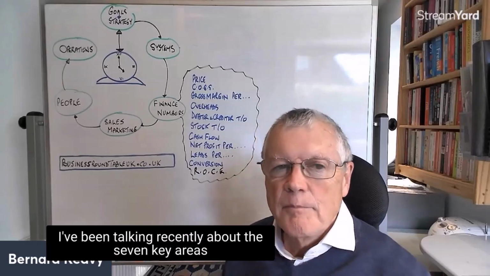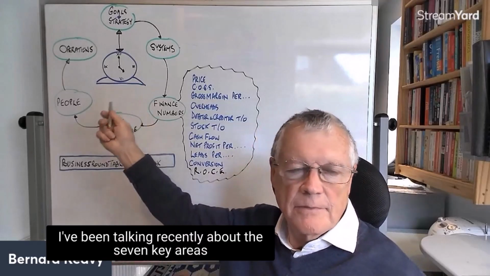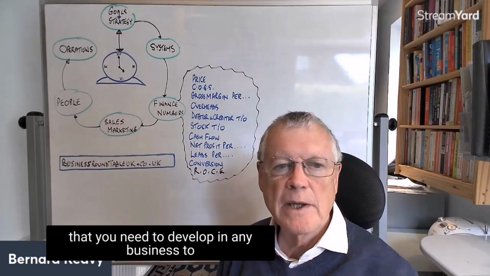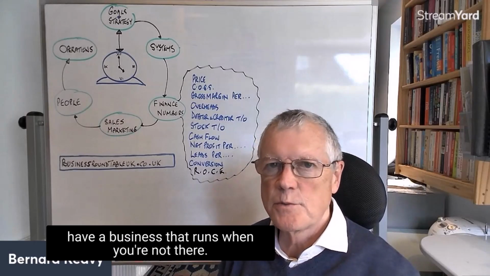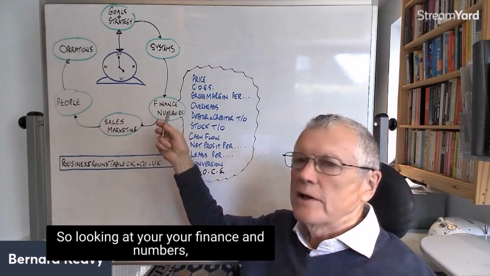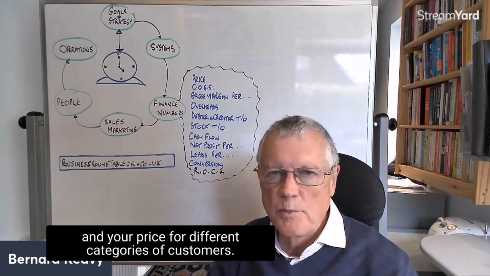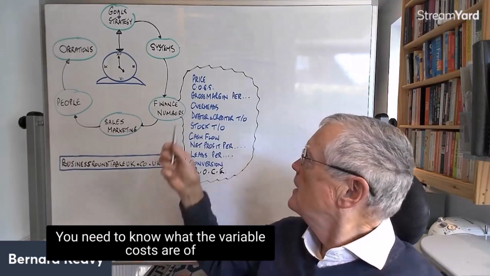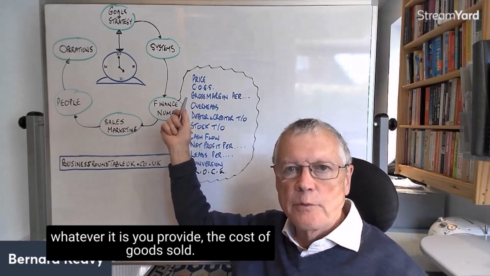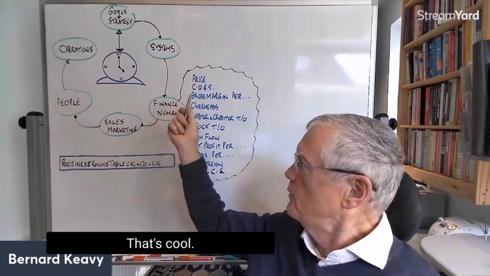I am. I've been talking recently about the 7 key areas that you need to develop in any business to have a business that runs when you're not there. So looking at your finance and numbers, you need to know what your price is and your price for different categories of customers. You need to know what the variable costs are of whatever it is you provide, the cost of goods sold, that's called.